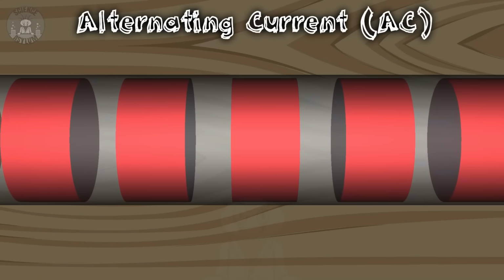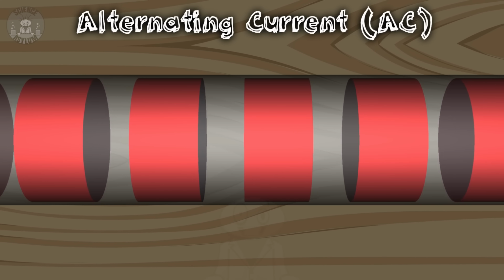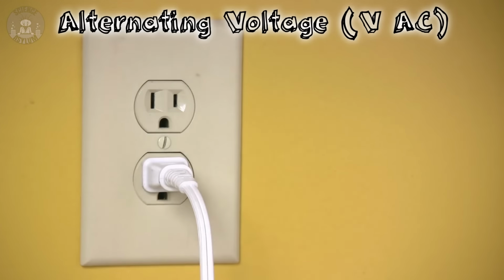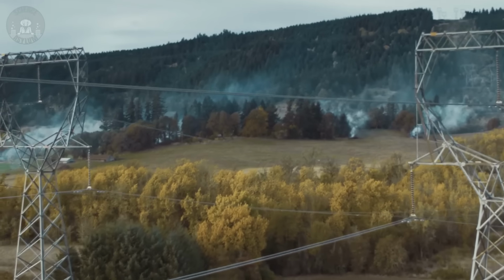Batteries are simple, easy to understand, and portable, but they're terribly inefficient, so they're expensive. Alternating voltage causes alternating current. That's the kind you get from the wall sockets in your house. This type of current is a little more difficult to understand and a lot more dangerous, but it's more energy efficient over long distances. So it's what we use in our power grid. It's the topic of today's video, so let's get into it.